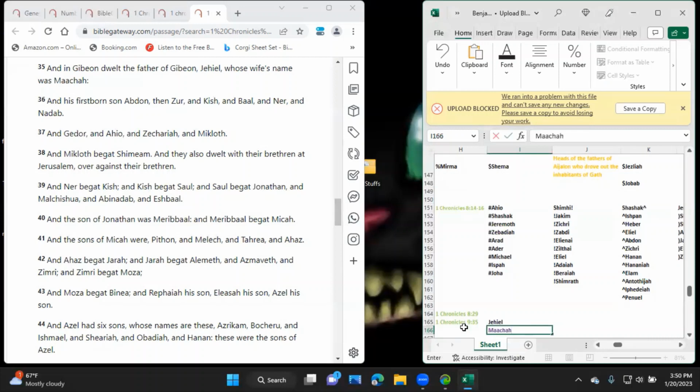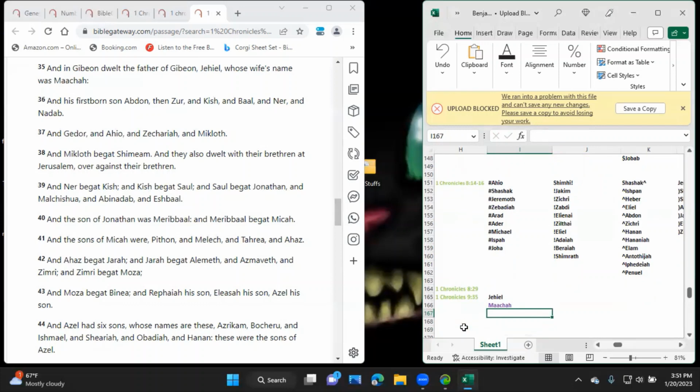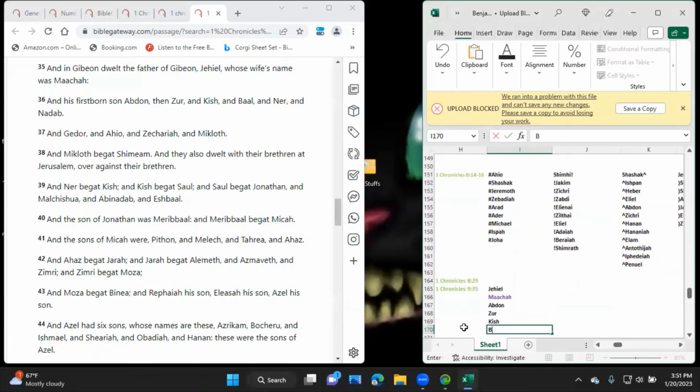She is purple because she is female. When you see a symbol in front of a name, it means they're siblings. And in this chapter, we're going to get genealogical lines. So I'm just going to go name after name after name until they start listing siblings. Then you can kind of see the difference. So for verse 36, his firstborn son, Abdon, then Zur, and Kish, and Baal, and Ner.